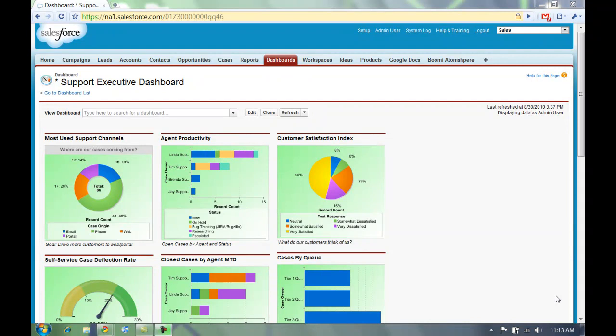We're here today to show you how we're going to help improve agent productivity, and specifically how the Boomi platform integrating Service Cloud with different bug tracking systems can help improve not only the performance of your agents, but also satisfy your customers in an even greater light.